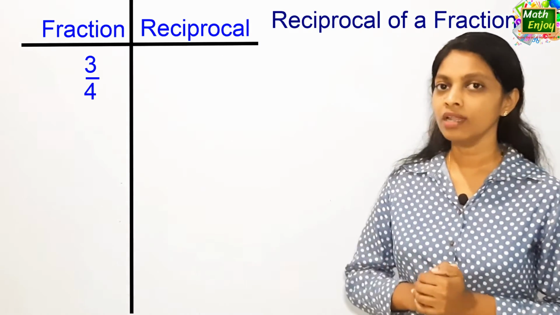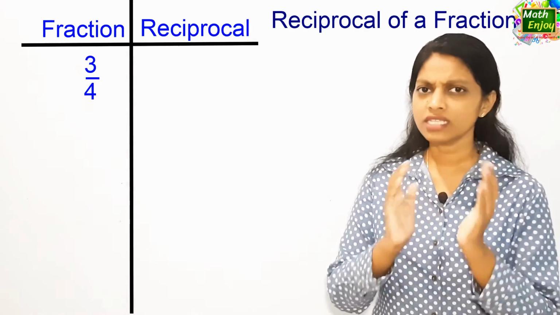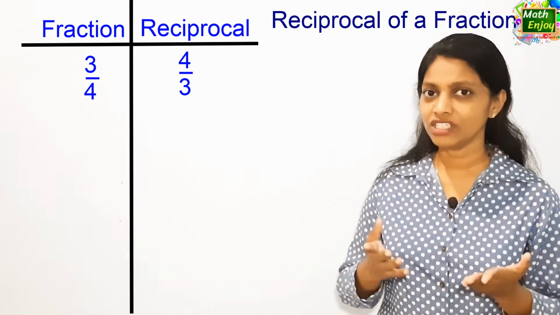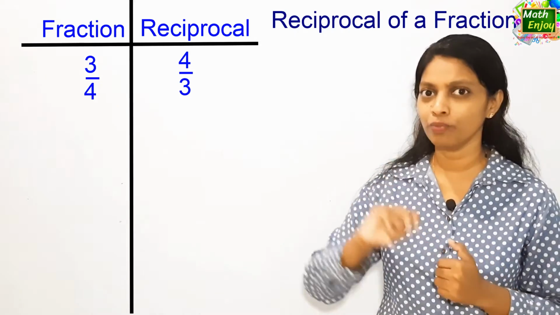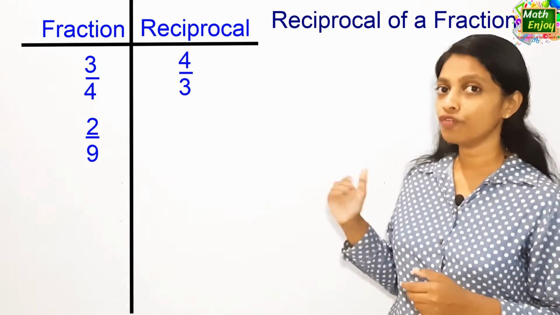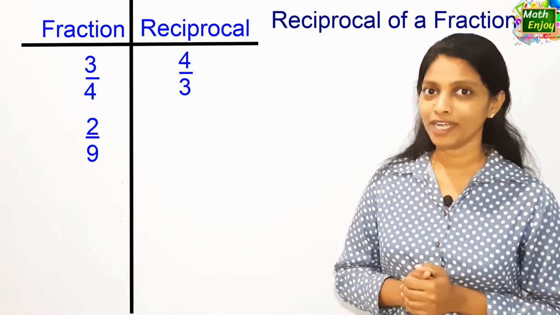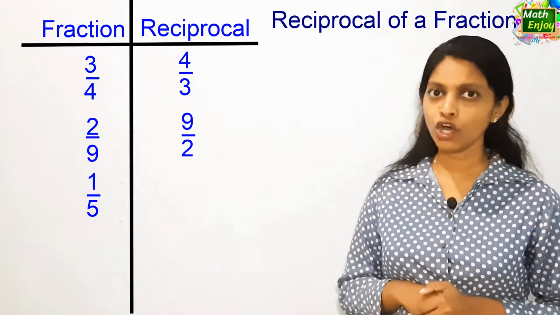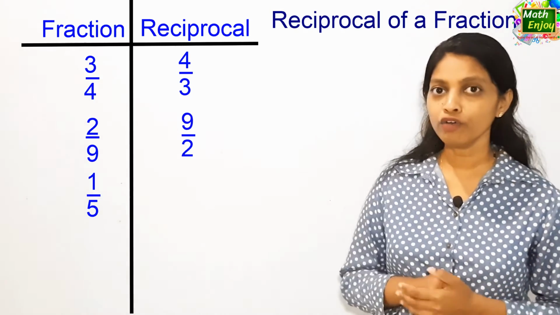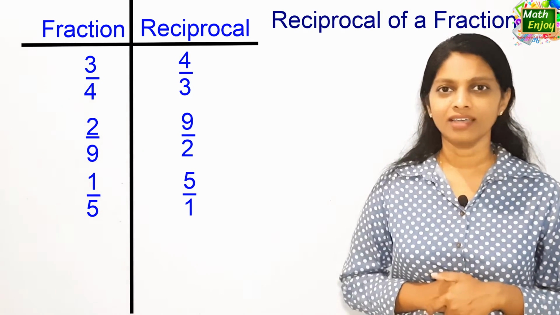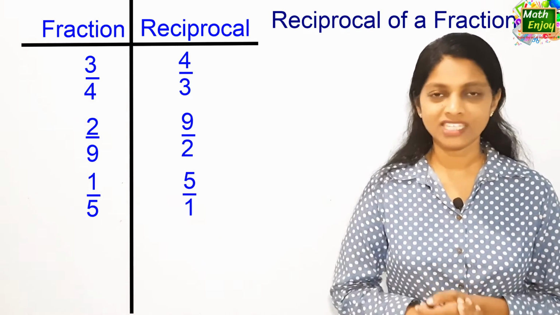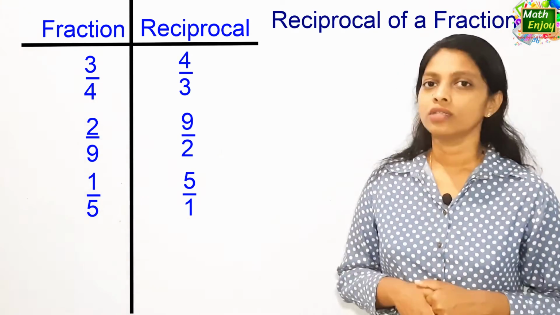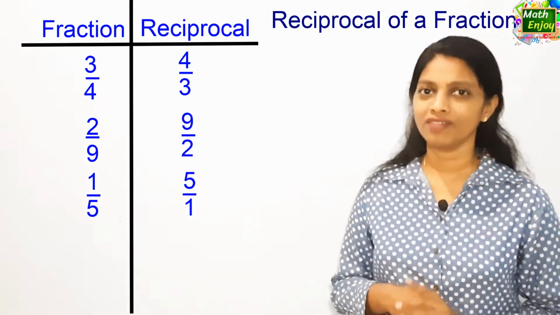Look at this fraction, 3 over 4. The reciprocal of 3 over 4 is 4 over 3. We have to interchange the numerator and denominator. We have to make them upside down. Then 2 over 9. The reciprocal of 2 over 9 is 9 over 2. Look at this one. The reciprocal of 1 over 5 is 5 over 1. There is no use to write the denominator as 1. If you divide any number by 1, we get the number itself. So the reciprocal of 1 over 5 is 5.